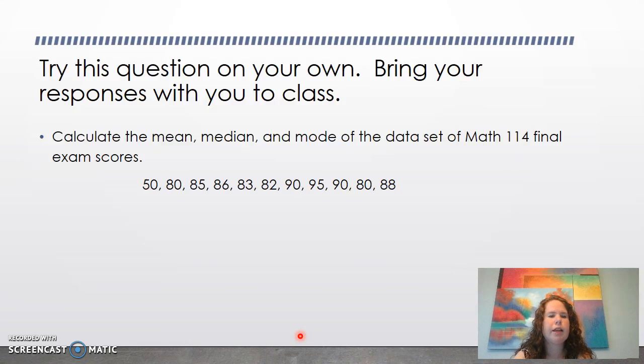Now I'd like you to try this question on your own and bring your response with you to class. You can read this here. Calculate the mean, median, and mode of the data set of the Math 114 final exam scores. And I also want you to determine which one would be the best measure of central tendency.